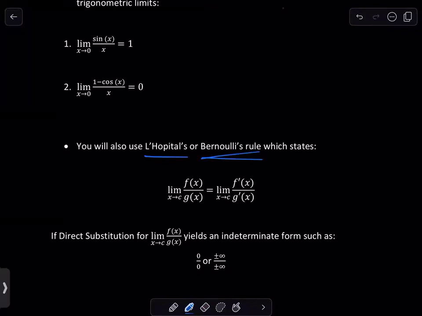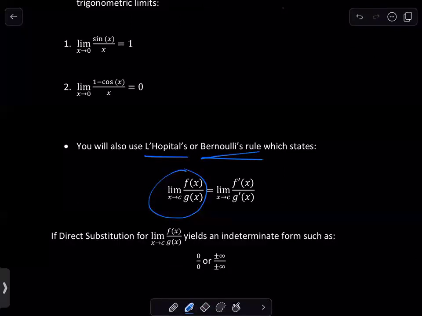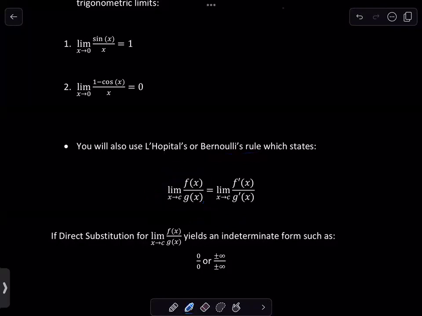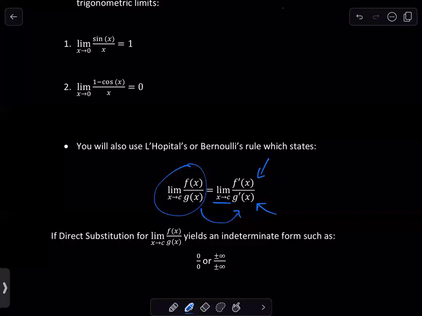So what does this rule state? How does it work? Let's say I give you a limit to work out, and it's in the form of a fraction, f of x over g of x. So the limit as x approaches c of f of x over g of x is equal to the same limit as x approaches c, but notice how we have the derivative f prime of x in the numerator and the derivative g prime of x in the denominator. We're just going to differentiate the numerator, differentiate the denominator, and then solve the new limit. Those answers are going to be equal. That's all you have to do.